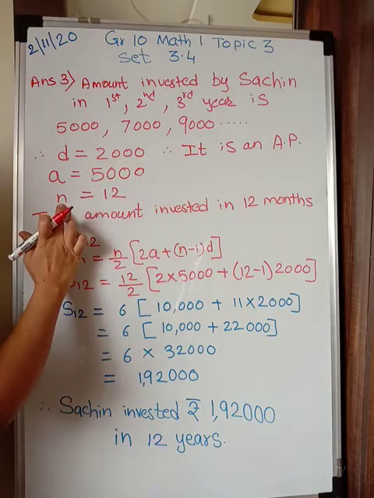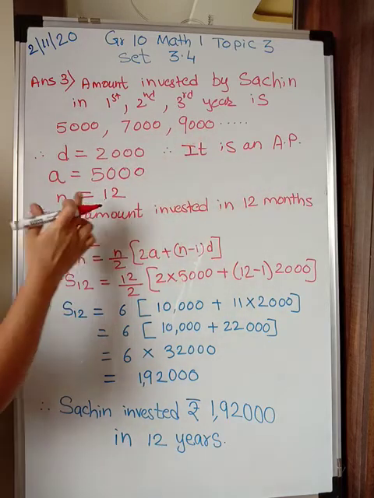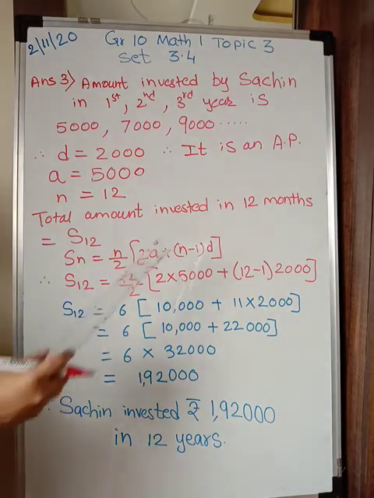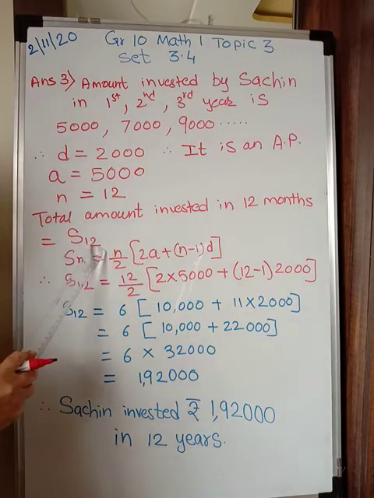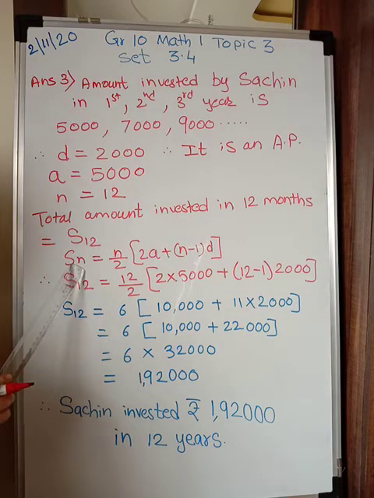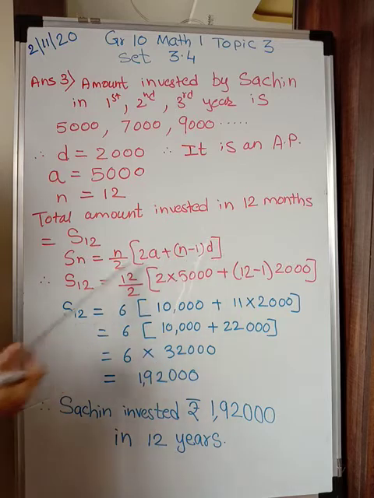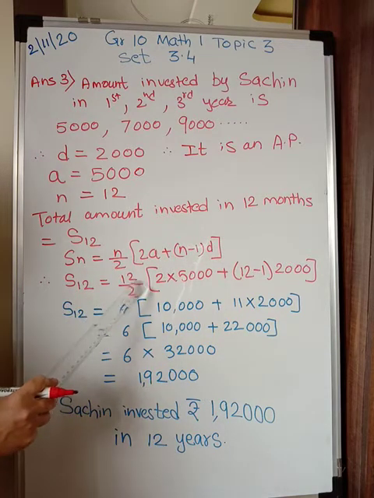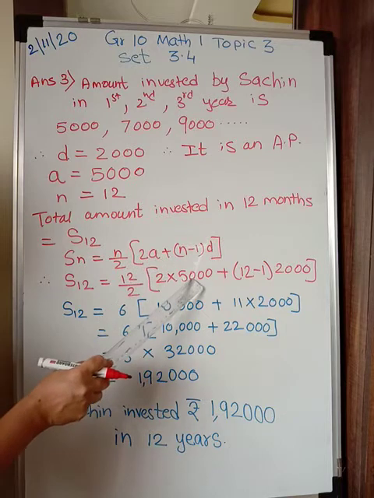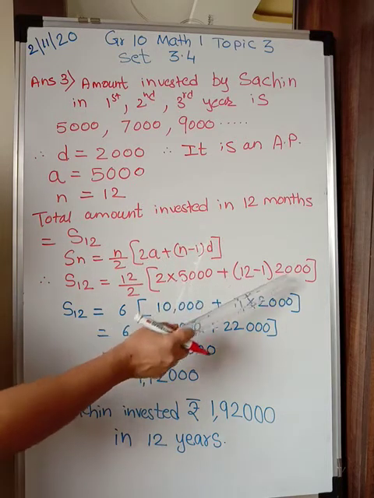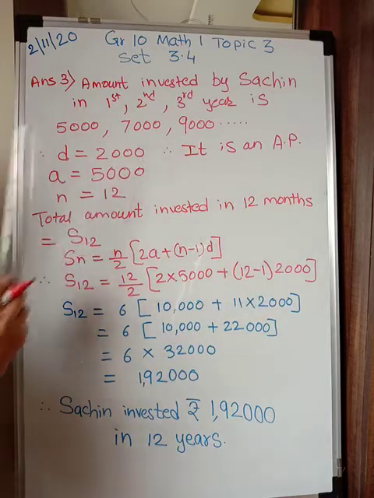And n, how many terms are there? 12, because he is investing for 12 years. Now we have to find the total amount invested in 12 years, which is S12. What is our formula for Sn? n by 2, 2a plus (n minus 1) into d. So just substitute. S12 will be, n is 12, so 12 by 2. a is 5,000. So 2 into 5,000 plus (12 minus 1) and d is 2,000.